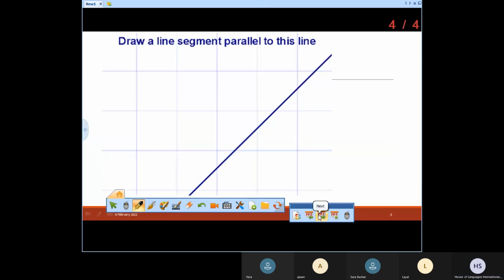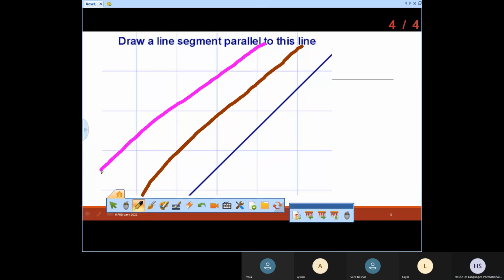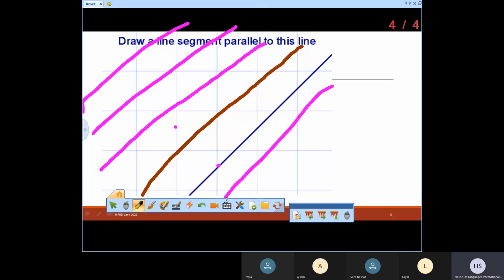Now, I want to draw a line segment parallel to this one. Where can I draw it? I can draw it here. It has the same size, the same distance, and it's parallel to it. And I can draw this one, which has the same distance from this one, and they will never intersect. And I can draw this one, and this one, and this one. So I can draw a lot of lines that are parallel to the original one.